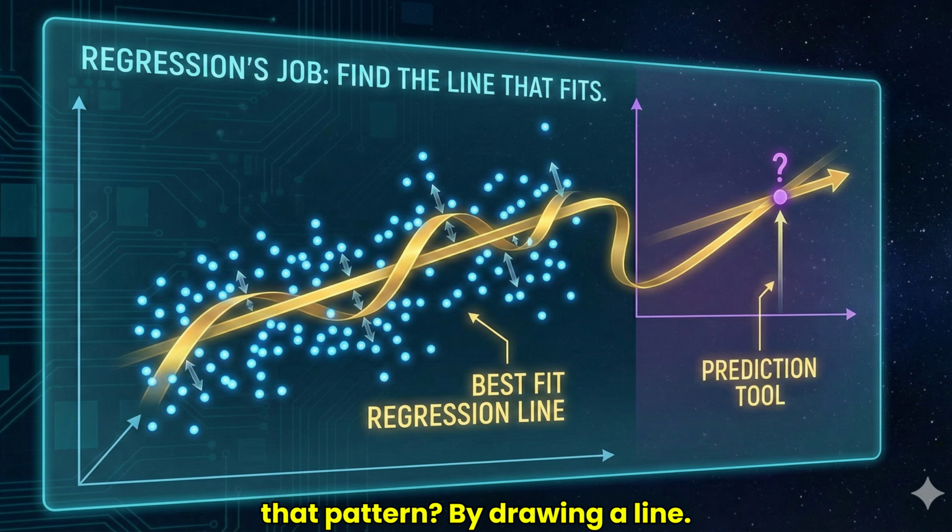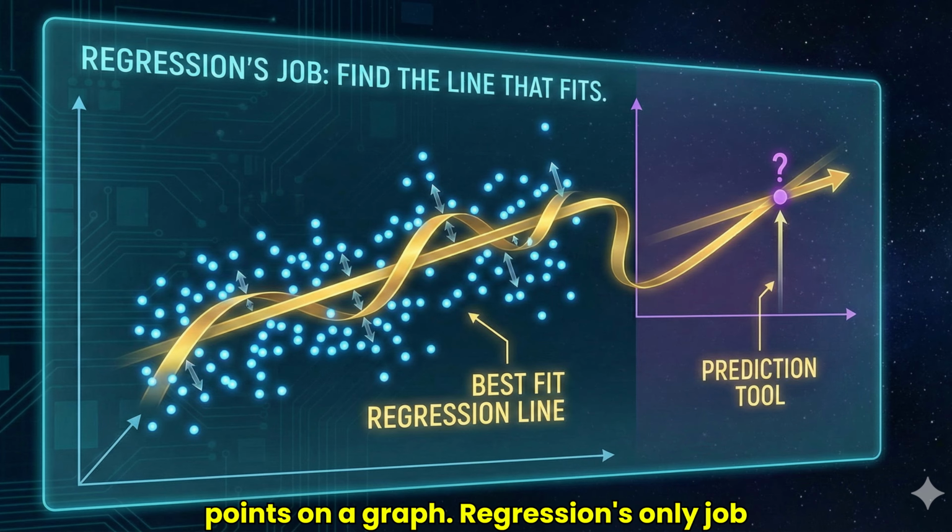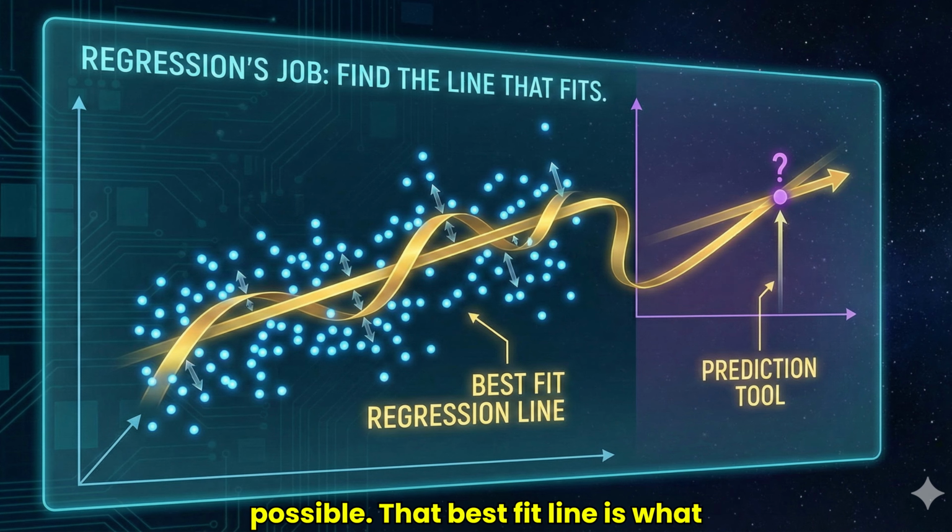By drawing a line. Seriously, imagine plotting all your data points on a graph. Regression's only job is to find the one single line that best fits that data, the one that snakes its way through all the points as closely as possible. That best fit line is what becomes your prediction tool. You can use it to see where a totally new data point would probably land.